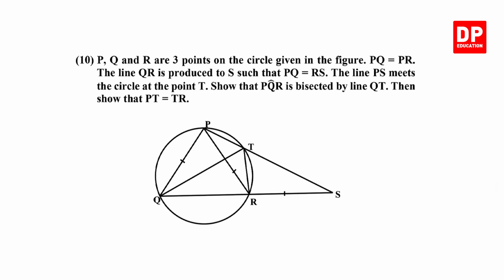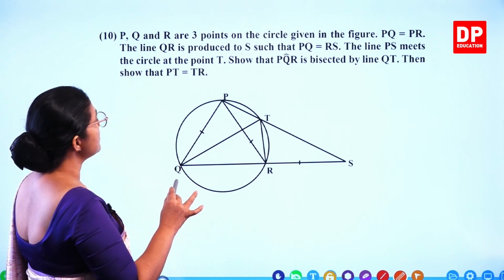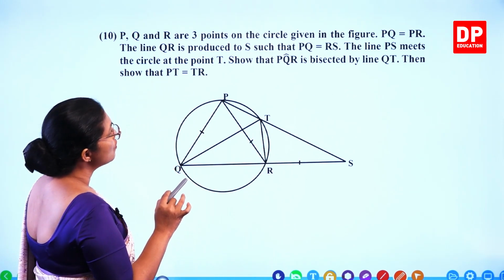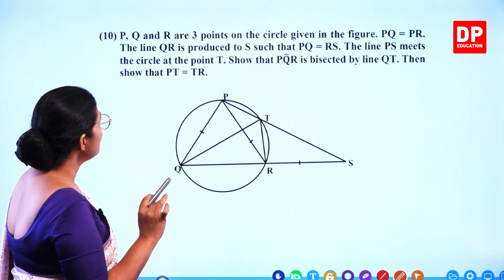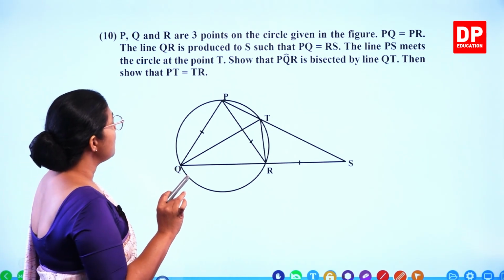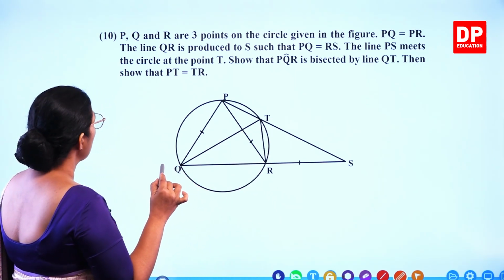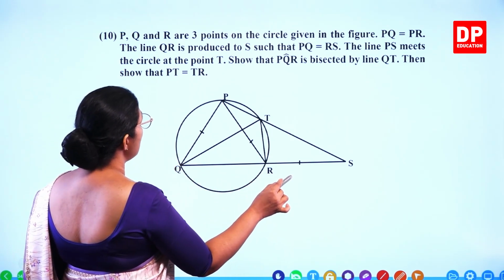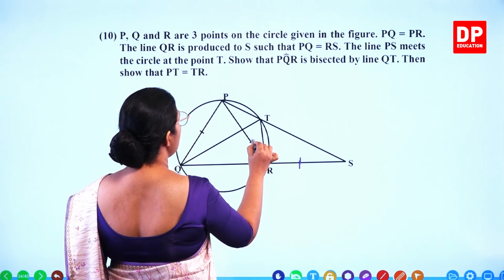Let's do question number 10. So you have to show that using this diagram, PQR is bisected by line QT. So let's read and write down all the information. P, Q and R are 3 points on the circle, given in the figure. PQ equals PR. The line QR is produced to S such that PQ is equal to RS. So these 3 lengths are equal.